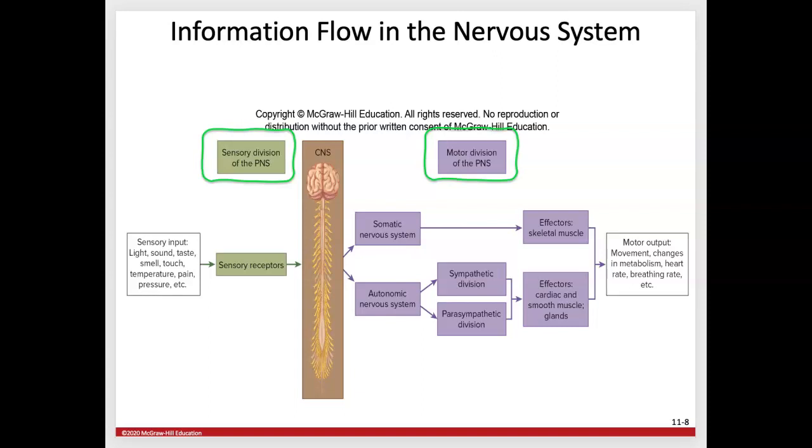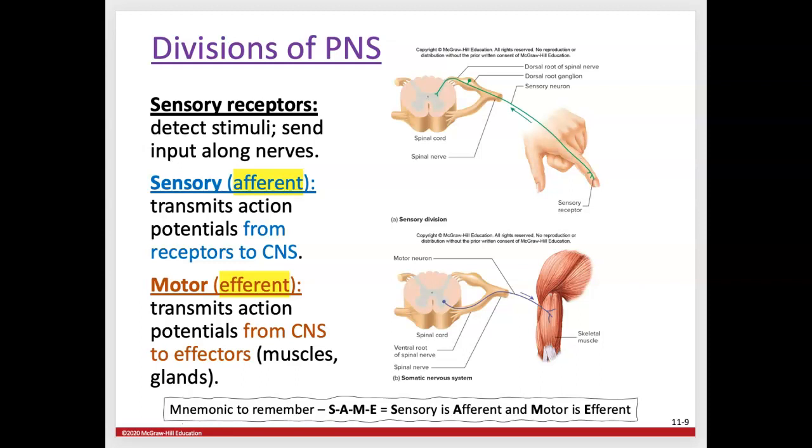Chapter 11, Part 2. So we were mentioning the central nervous system and the peripheral nervous system. So we're going to focus a little bit more on the peripheral nervous system, and then we'll move on to the central nervous system later on. When you look at the peripheral nervous system, we have sensory receptors and then we have nerves. The different types of nerves are sensory or afferent nerves or neurons, and the motor or efferent neurons.